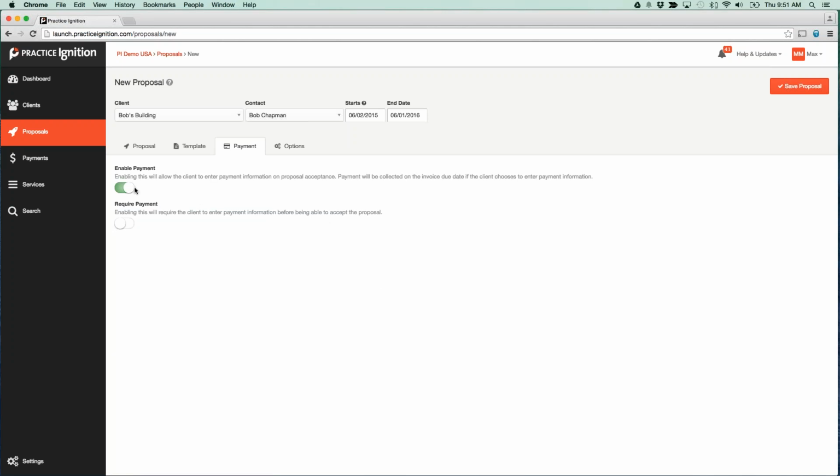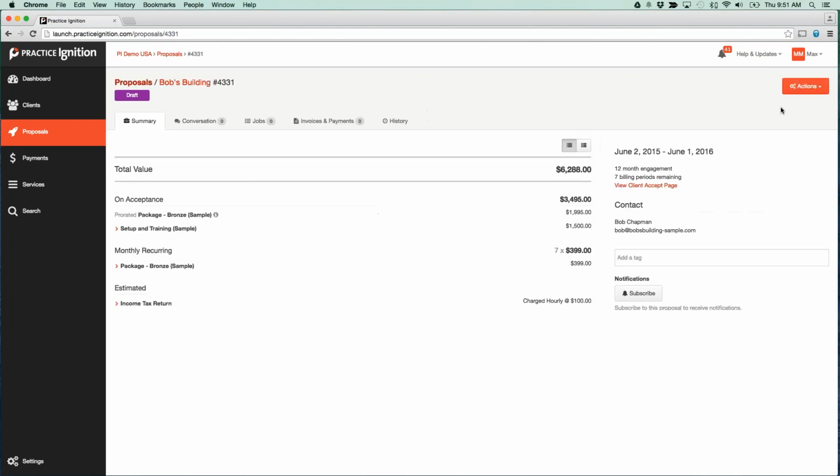I can enable payment on a proposal, and then also require it. If I require it, my client can't sign their letter without putting down their payment details. So with what Hector was talking about, having a lot of receivables, having a lot of people owing money, we can eliminate that in the practice. So we'll save our proposal, and then we'll send it off to our client.